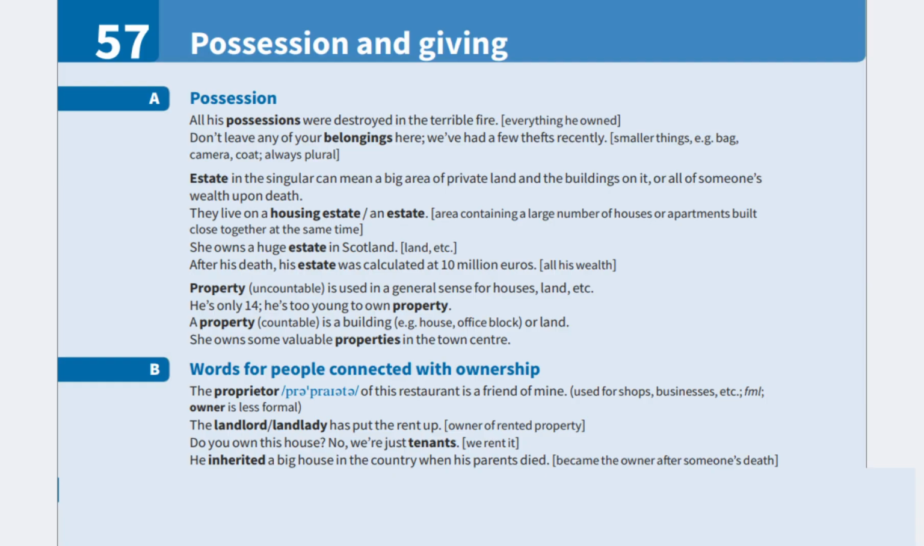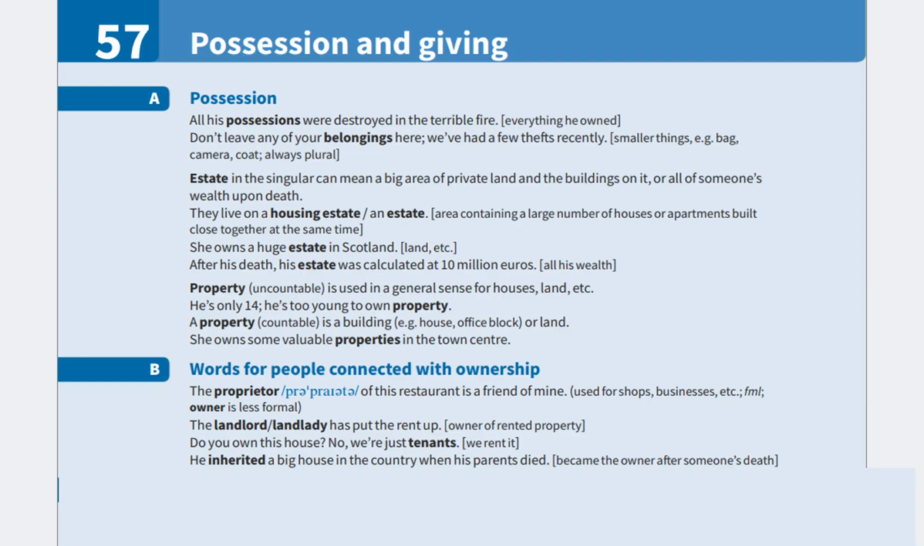A. Possession. A person's possessions are all the things they own. For example, all his possessions were destroyed in the terrible fire. The word belongings usually refers to smaller personal possessions, such as bags, cameras, coats, and other objects that someone carries or uses. It is always plural. For example, do not leave any of your belongings here. We have had several thefts recently.